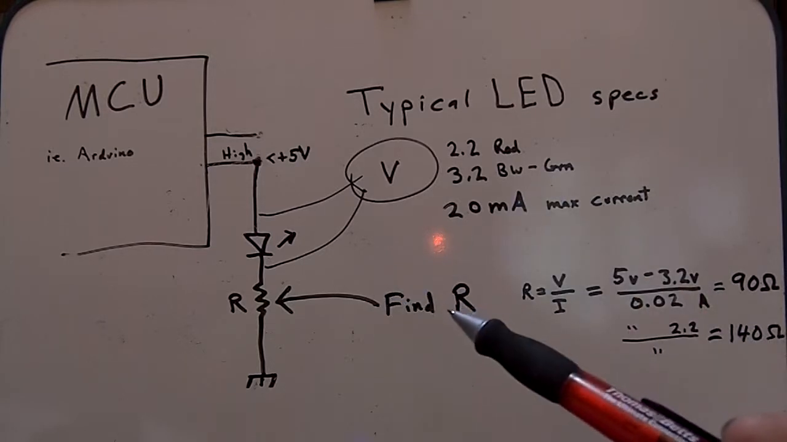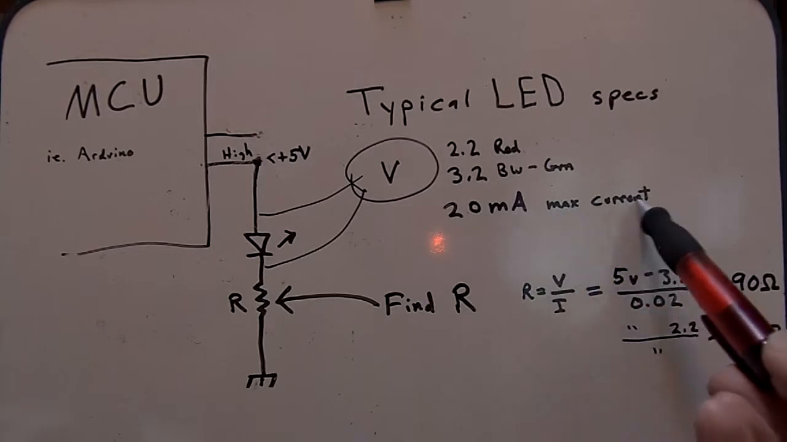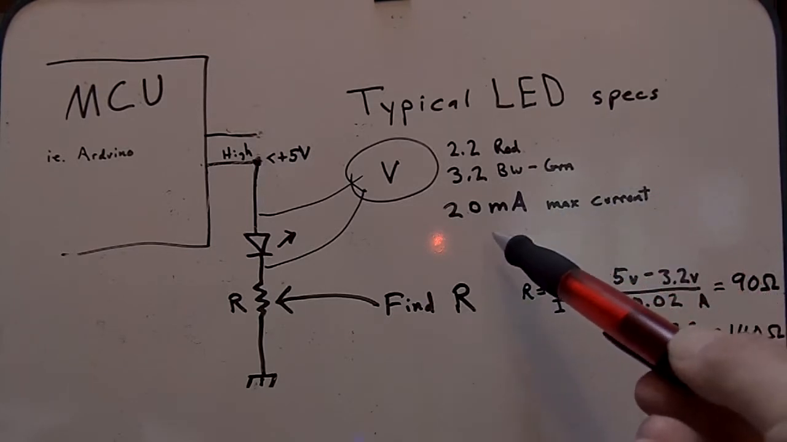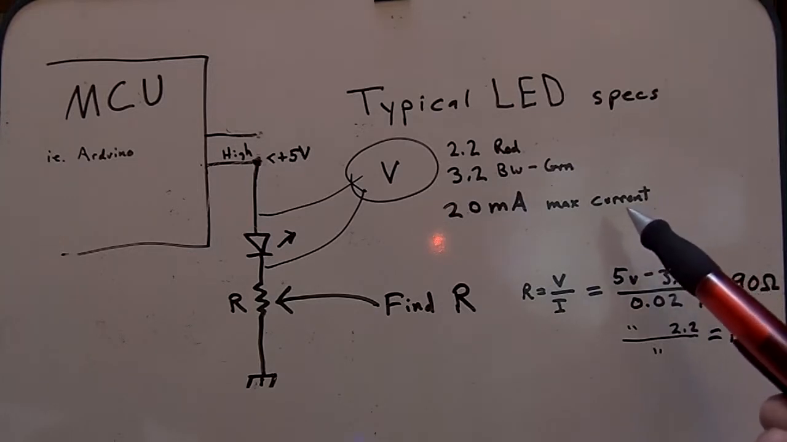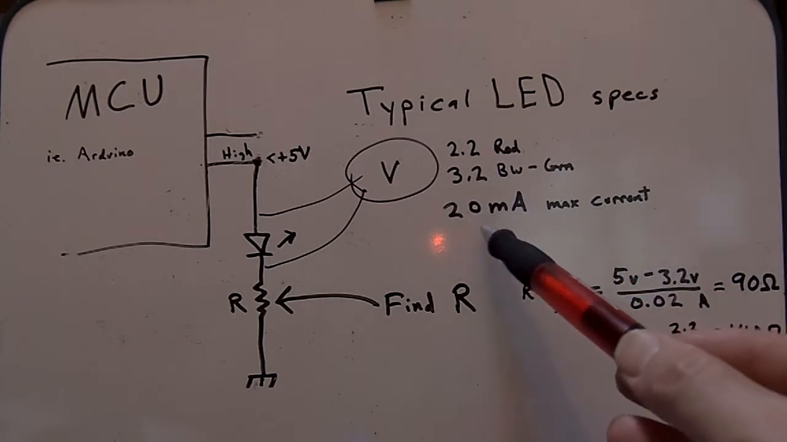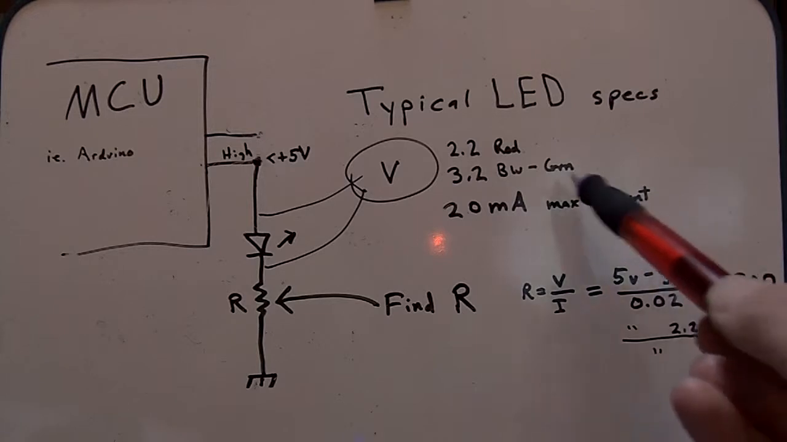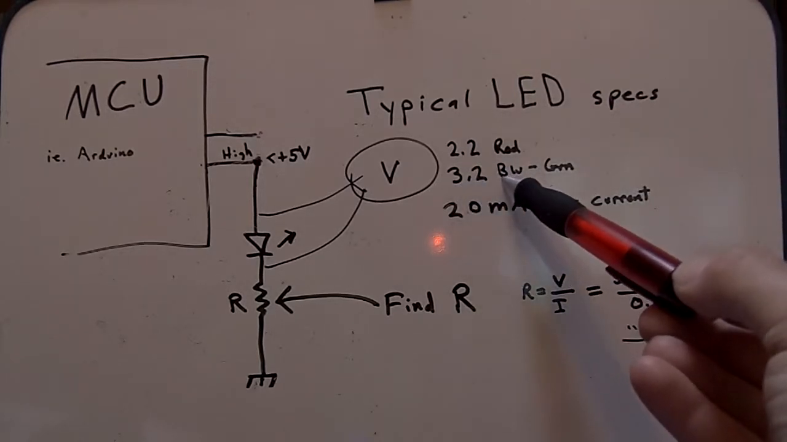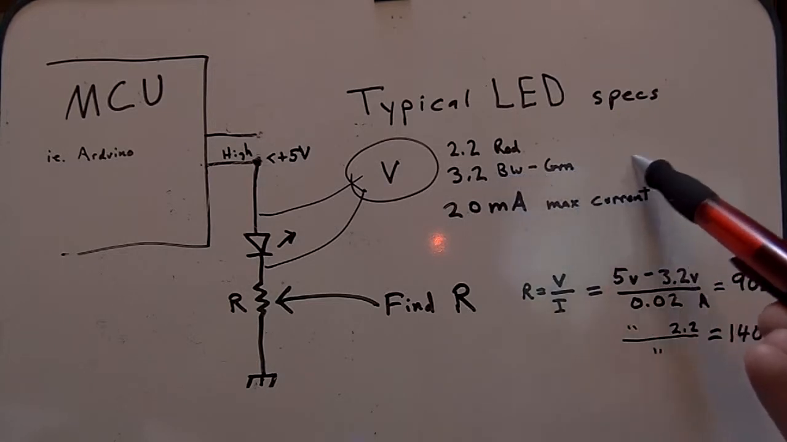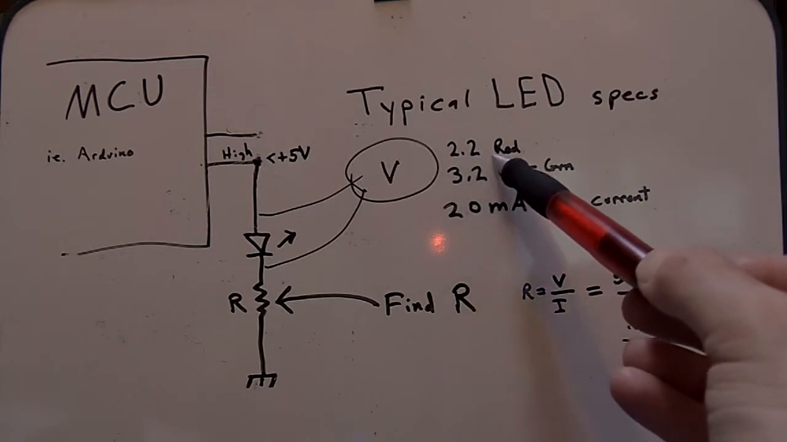There's also some real bright high power LEDs that can use way more than 20 milliamps max current. They've got ones that can draw several amps of current. These big high power units. But what's typical for your garden variety LED is 20 milliamps maximum current. You'll see that number all over the place. Very typical. And a very typical voltage drop is 3.2 volts. That'd be for like a blue, green, purple LED. A red LED may be as low as 2.2 volts.